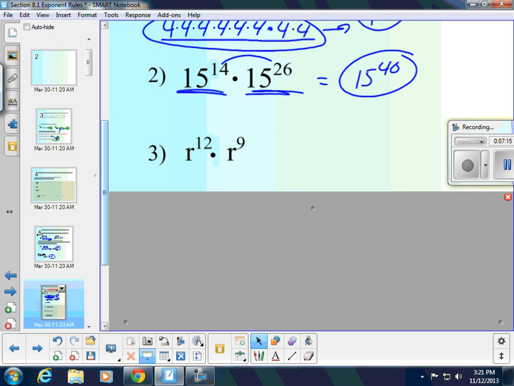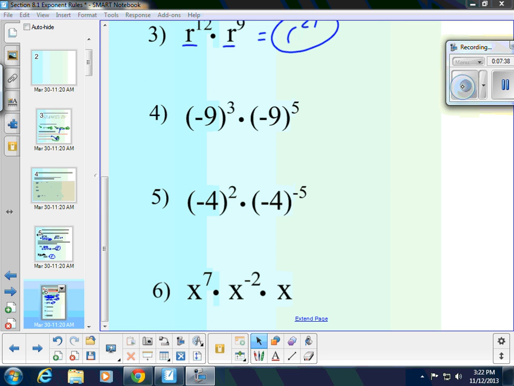This next one, r to the 12th times r to the 9th, just showing that it works with variables as well. Whatever the base is, as long as we have the same base when we're multiplying these together, then we can do this. R to the 12th, that'd be like 12 r's multiplied together. And then r to the 9th would be 9 more. So if they're all multiplied together, that's just like r to the 21st. I add 12 and 9 and get 21.